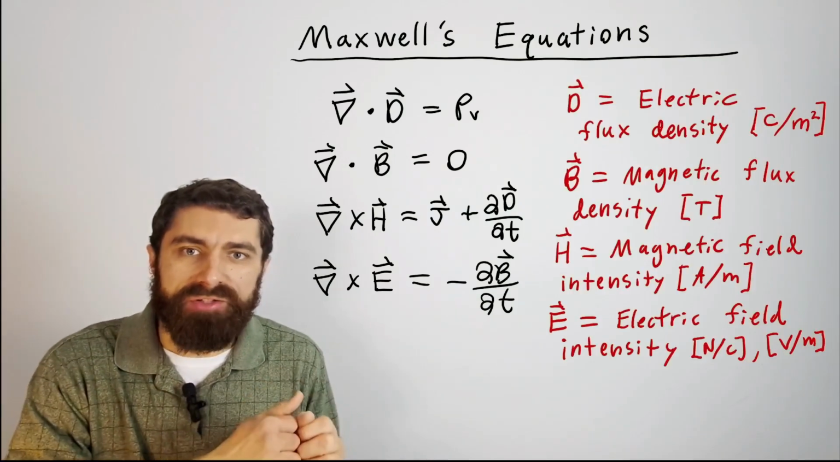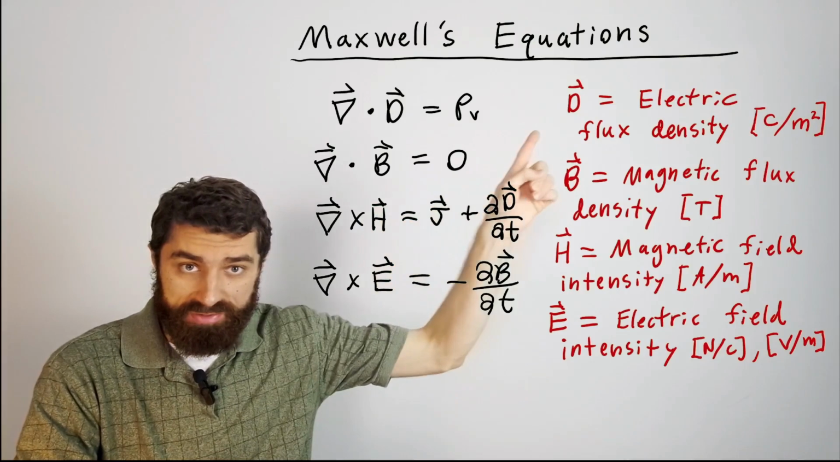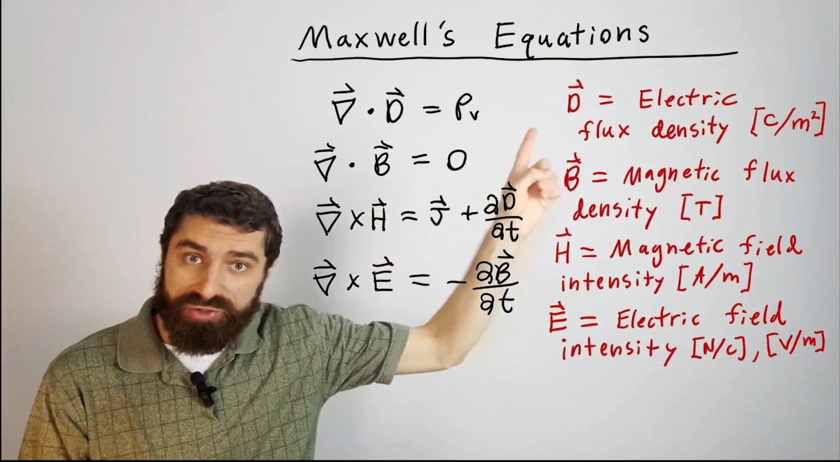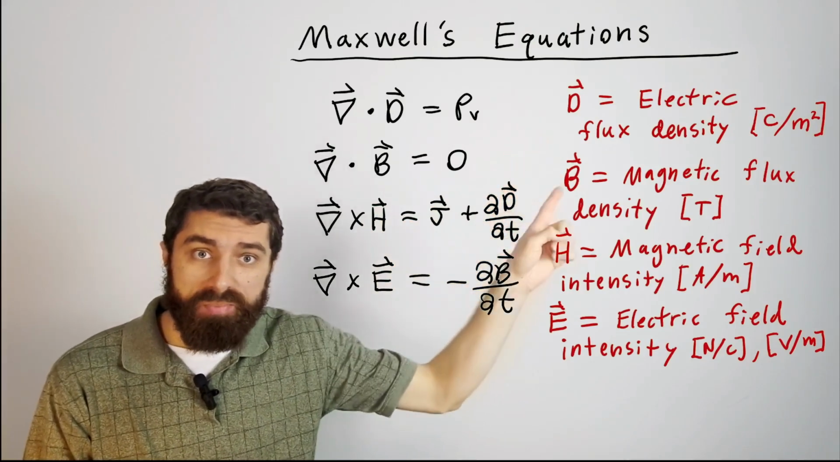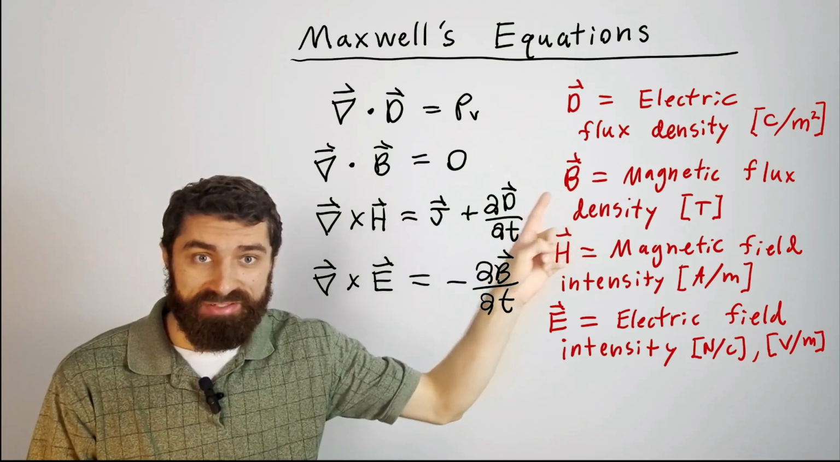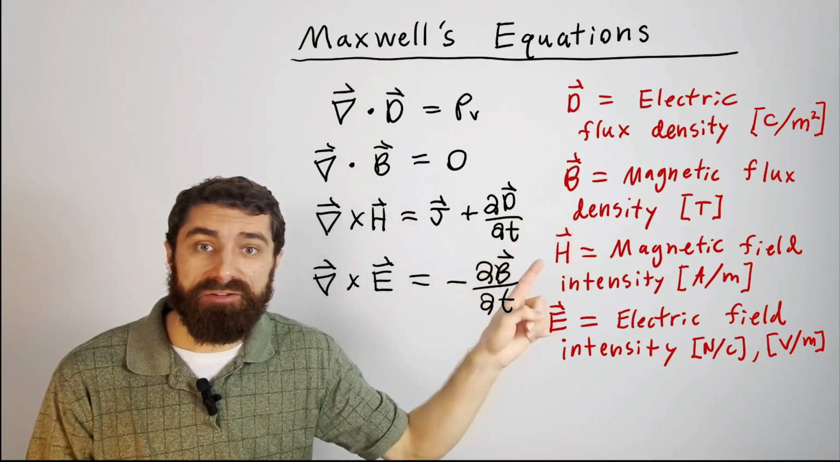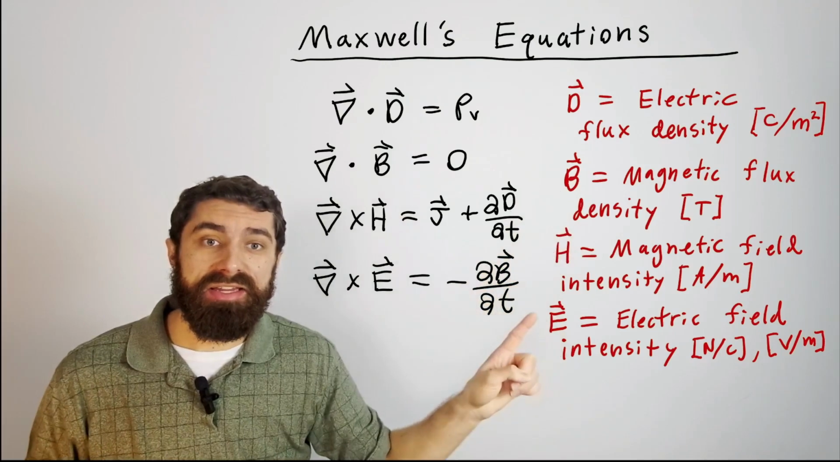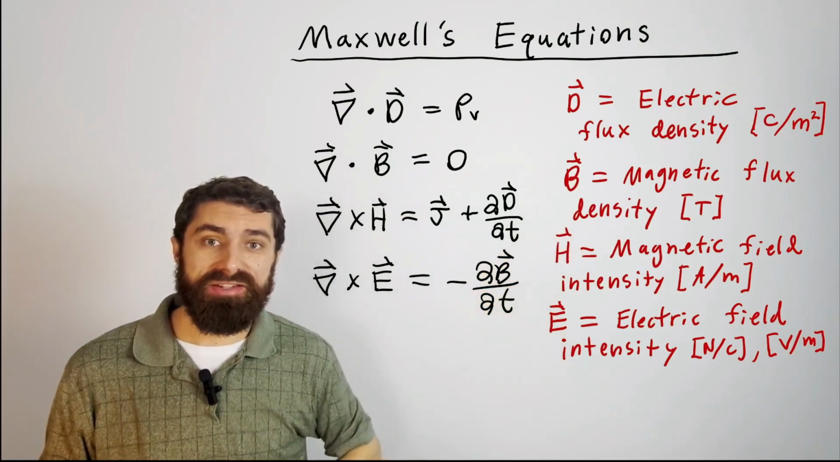The four vector quantities are D, the electric flux density, B, the magnetic flux density, H, the magnetic field intensity, and E, the electric field intensity.